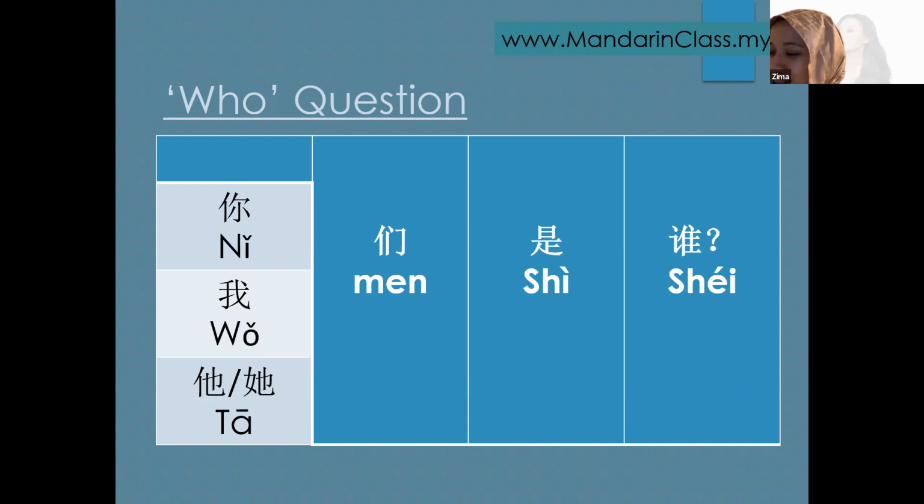What is the meaning? 你们, you all. 你们是谁, you all siapa? Very good. 我们是谁? Repeat after me, please. 我们是谁. What does that mean? We all siapa? Very good. 他们是谁? What is this asking? Who are they all? Very good.